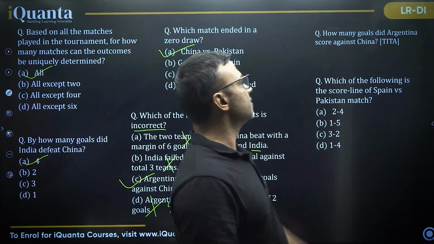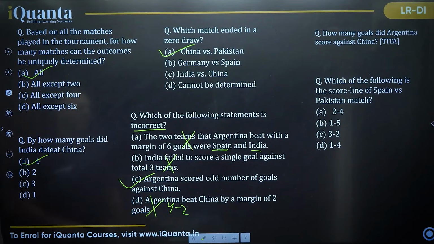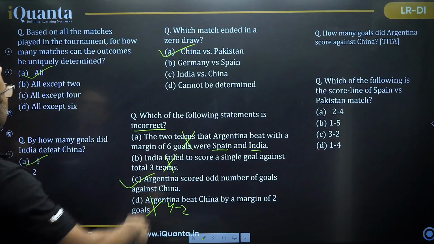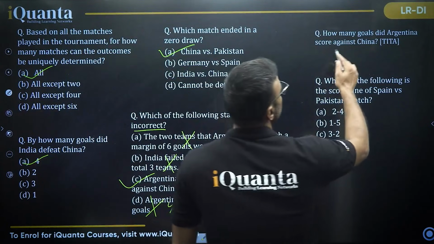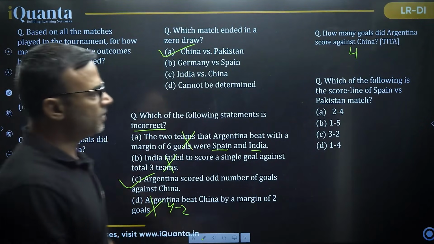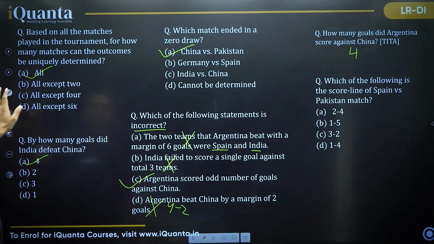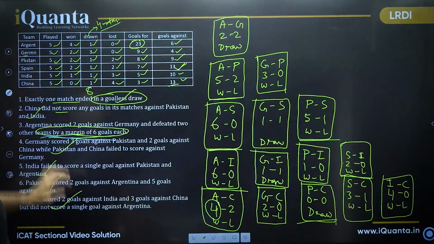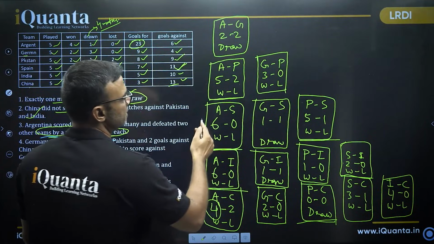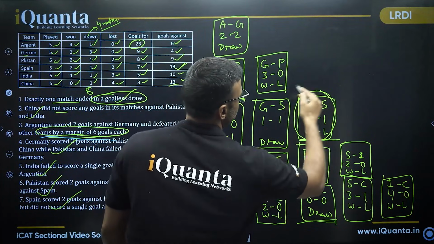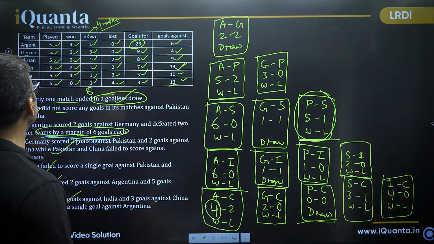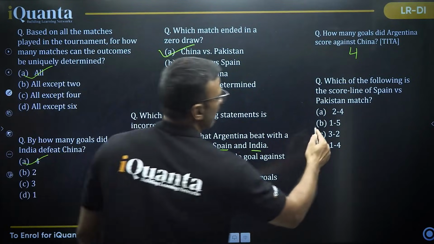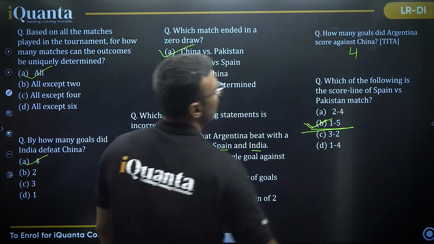How many goals did Argentina score against China? Oh, I think it's kind of a repeat question, isn't it? Argentina against China, 4 goals. Which of the following is the score line of Spain versus Pakistan? Spain versus Pakistan is 1:5. So option B, 1:5 is the correct answer.